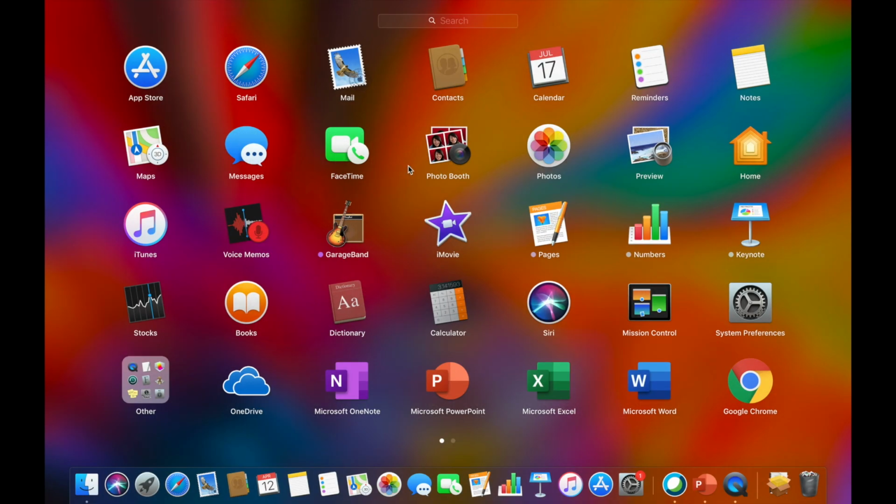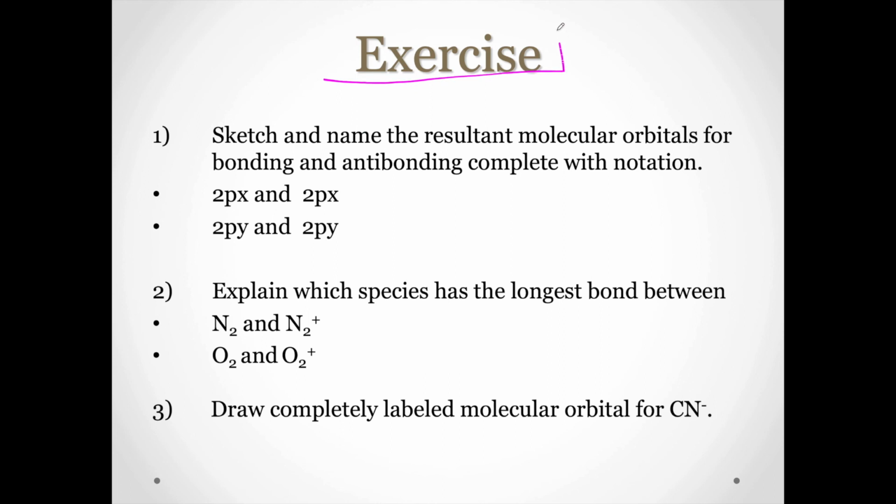Here, I need you to do this exercise, guys. Please do exercise number 1, number 2, and also number 3. We will discuss these exercises during our class in Microsoft Teams every Monday. For the first one, you need to sketch and name. Second, you need to explain which species has the longest bond. Last but not least, you need to be able to draw the molecular orbital for cyanide.